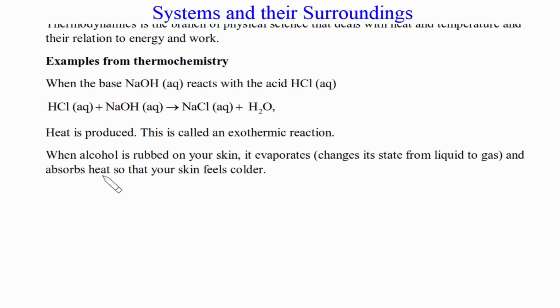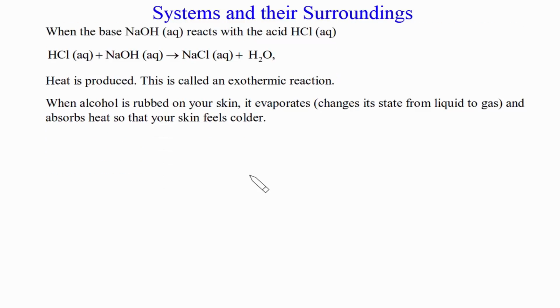We can also have a physical process. For example, when alcohol is rubbed on your skin, as in before an injection, it evaporates. What is evaporating? Changes in its state from liquid to gas. And then it absorbs heat from your skin, because it requires heat to change from a liquid to a gas. And then your skin feels colder. So this is another example of thermochemistry.